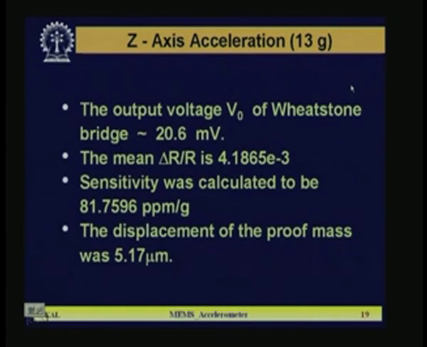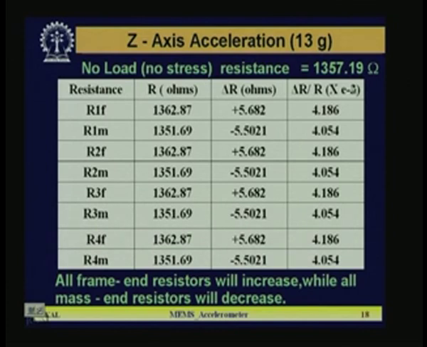Another parameter is basically delta R by R. So, delta R by R here you can see. This is a delta R 5.682 divided by 1357.2 ohm. So, it is coming nearly 4.186 into 10 to the power minus 3.